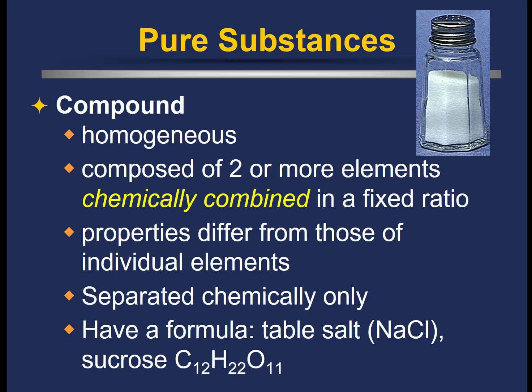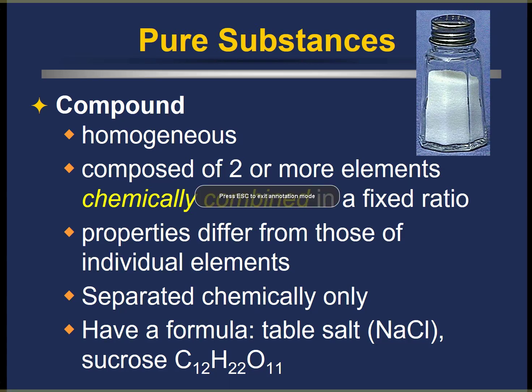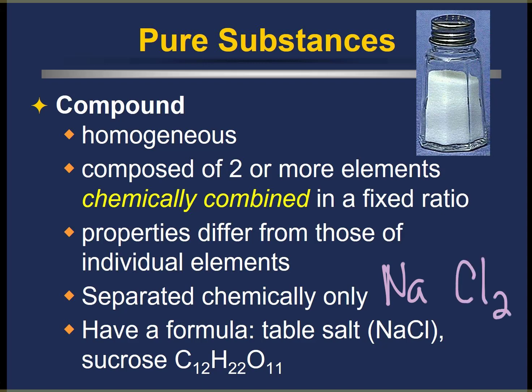Some examples are table salt, NaCl, and sucrose. So this is table sugar and table salt. So in table salt, we have sodium, which I can write like this, Na, and we have chlorine, whose element is Cl2. And when they chemically combine in a chemical reaction, then I get NaCl. And you can see that the ratio is a little bit different than how their elements are written. So one sodium is paired with one chlorine. And so the formula is a 1-to-1 ratio.